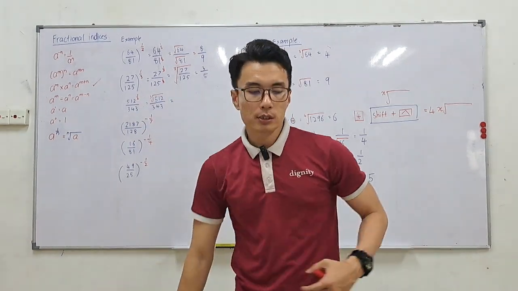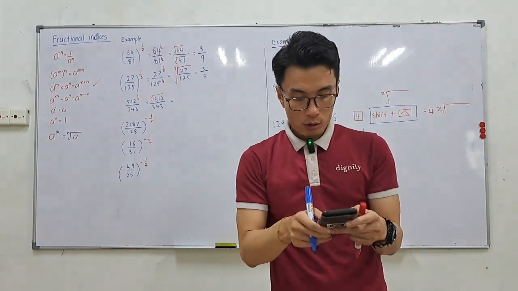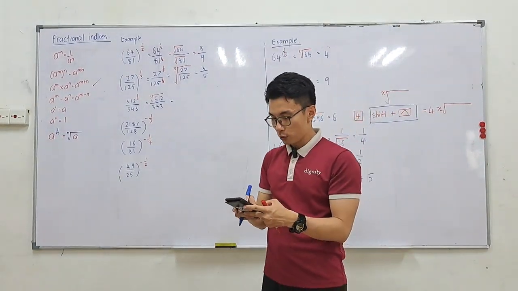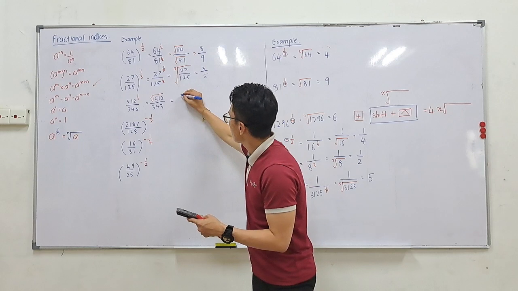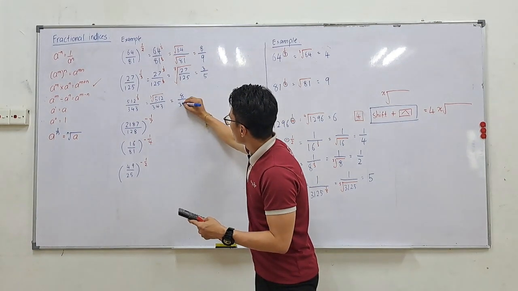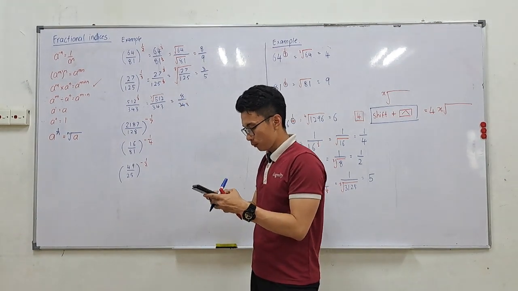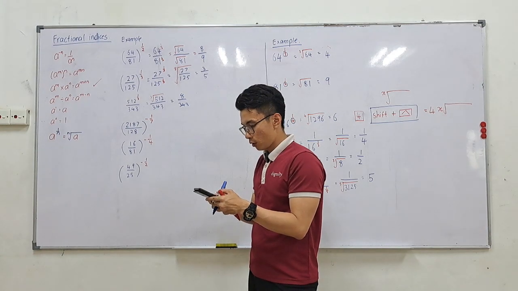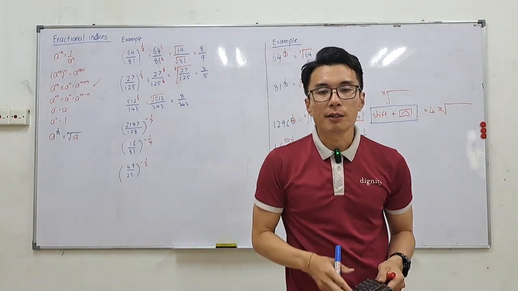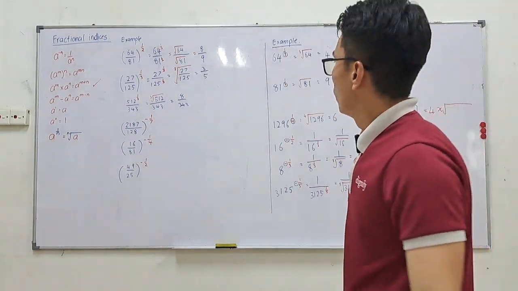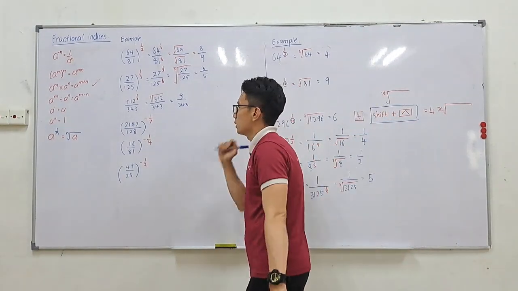Now let's solve this. Cube root of 512, that's going to give me 8, and 343. Okay, so that's my final answer. It can't be simplified anymore. Alright, so that's basically it.